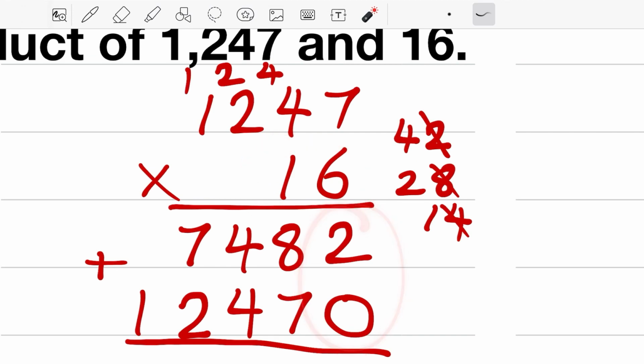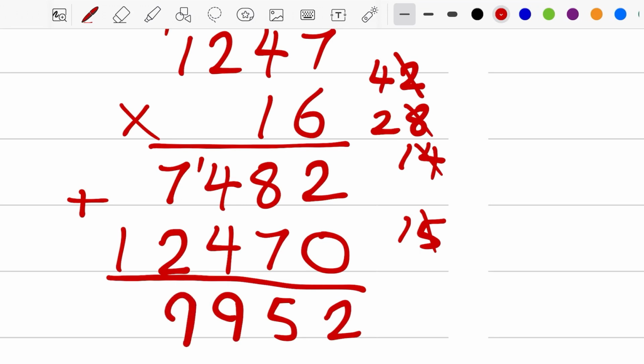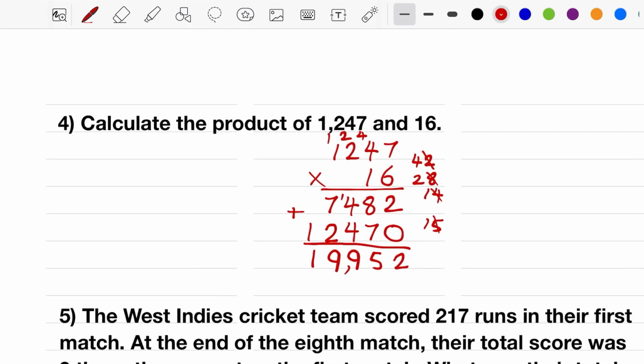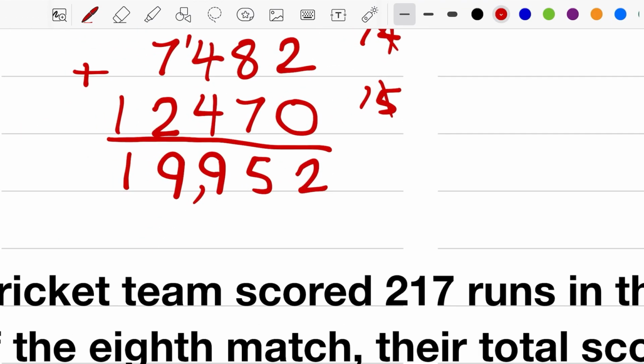So 2 plus 0 is 2. 8 plus 7 is 15. 4 plus 4 is 8 plus 1 is 9. 2 plus 7 is 9 and 1. So your answer is 19,952.